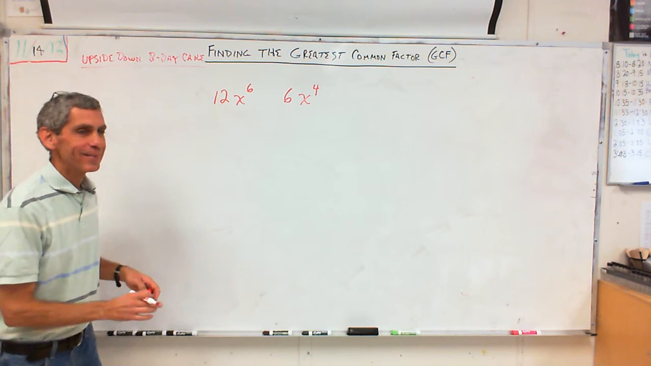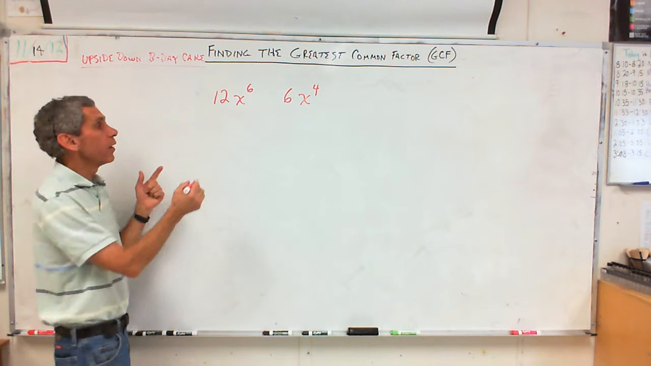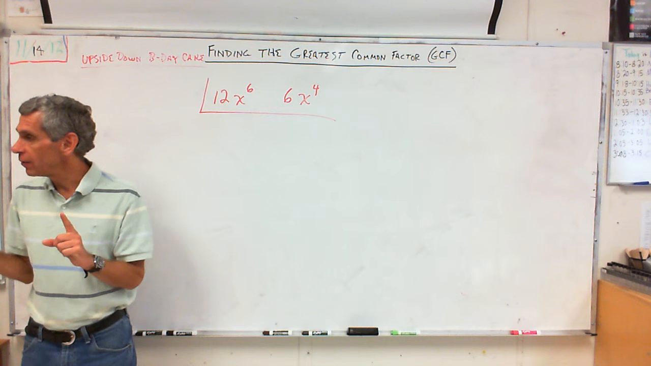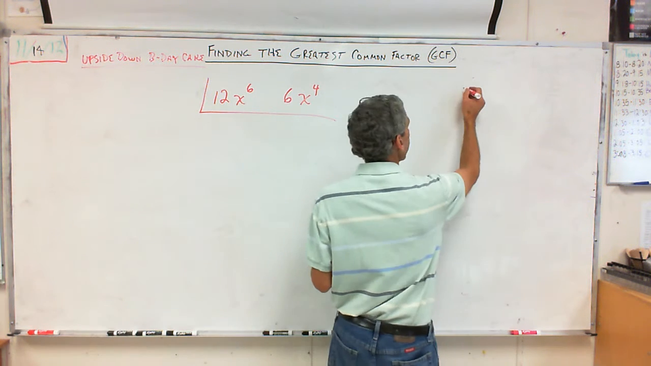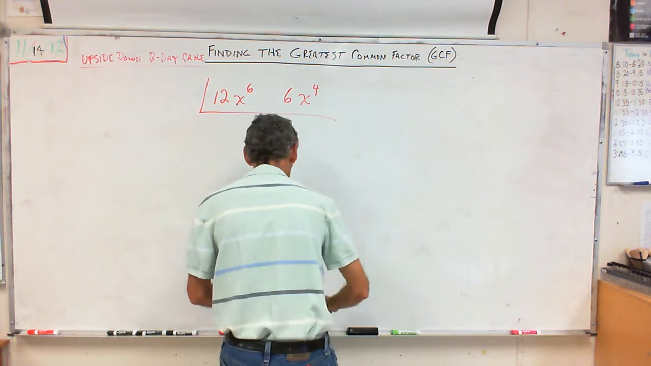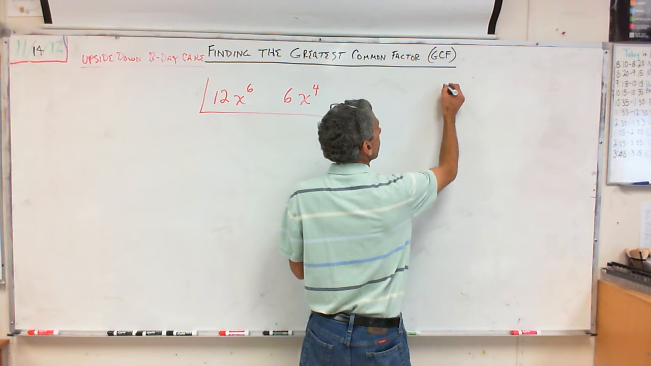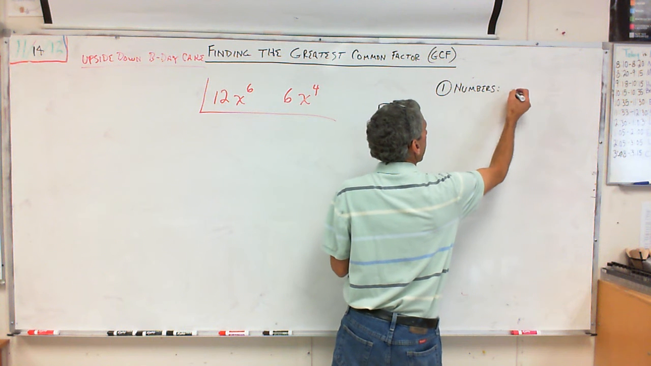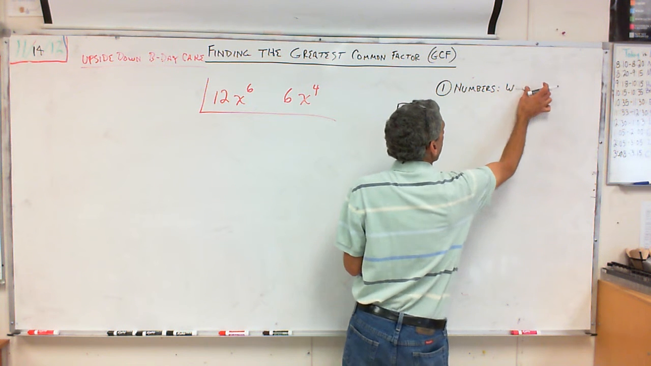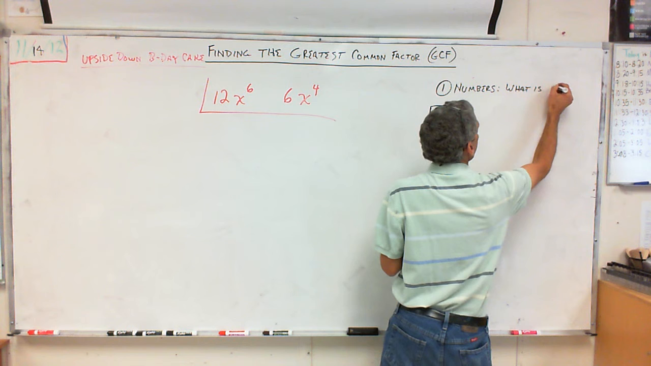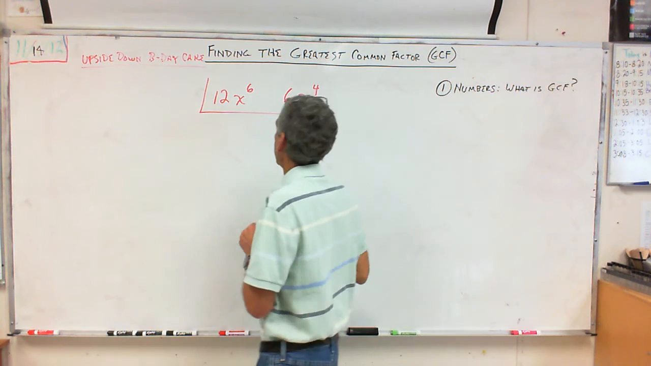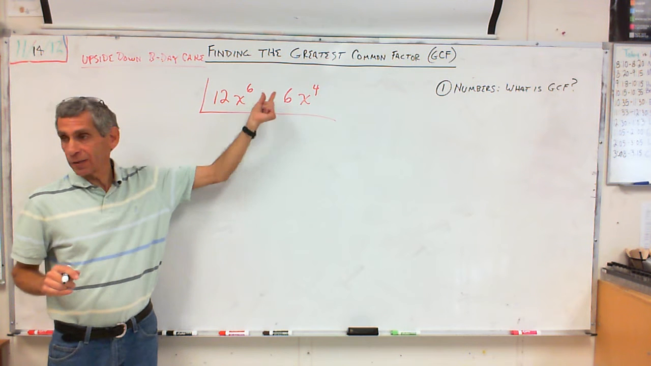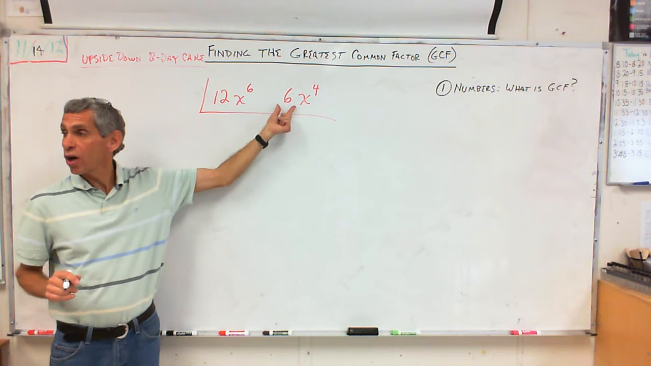So now, what is my greatest common factor? First of all, to find my greatest common factor, this is important, the first thing I do is look at the numbers and ask, what is my greatest common factor? I've got a 12 and I've got a 6. I'm not looking at the exponents. I'm just looking at the 12 and the 6, my coefficients, right?